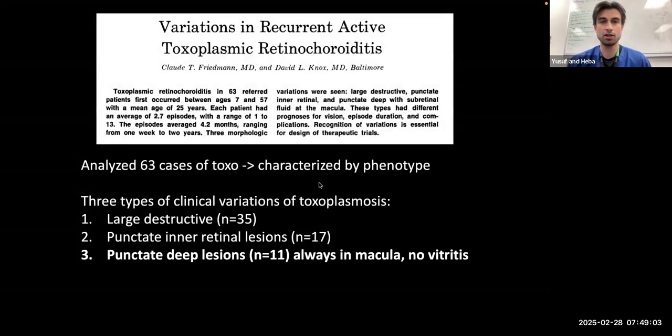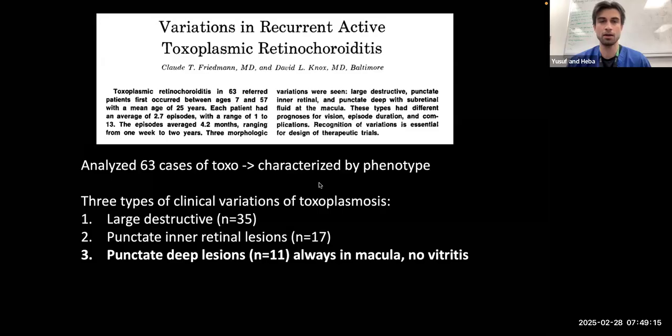In 1969, Claude Freeman and David Knox out of Baltimore analyzed 63 cases of toxoplasmosis that were confirmed and characterized them by phenotype. And by far, the majority of cases followed a large destructive phenotype where there was a greater than 1 disc diameter area of retinitis with significant vitreous inflammation. There was also a smaller subset of patients with what they termed punctate intraretinal lesions with small retinal lesions and minimal vitritis. But there were also a smaller number, 11 out of the 63, that had punctate deep retinal lesions, always in the macula and without any vitritis.